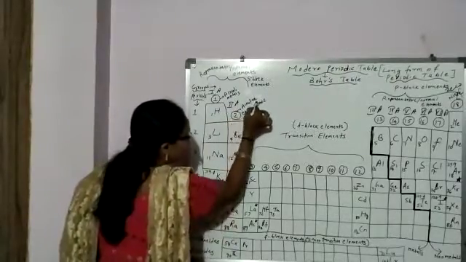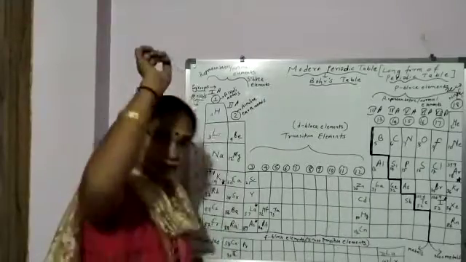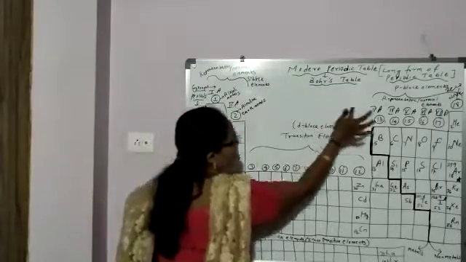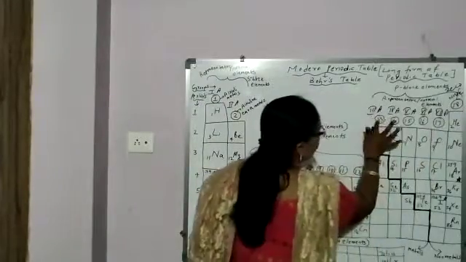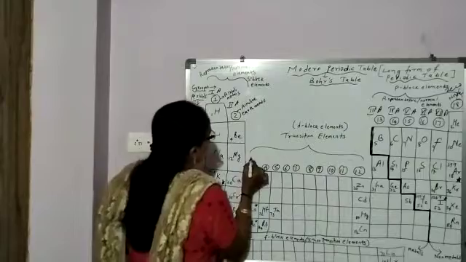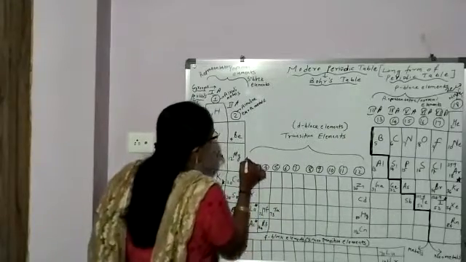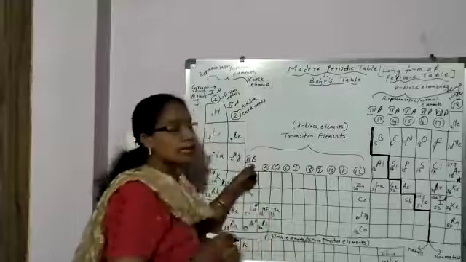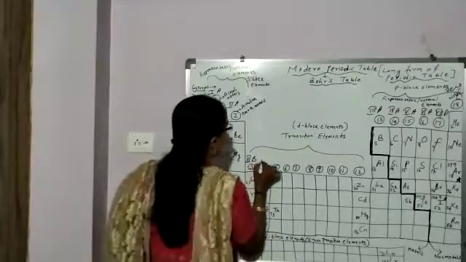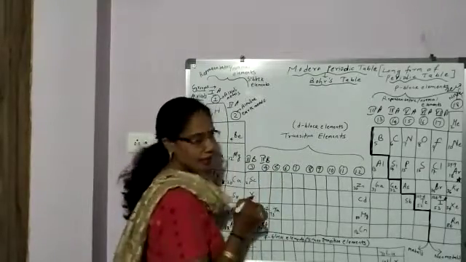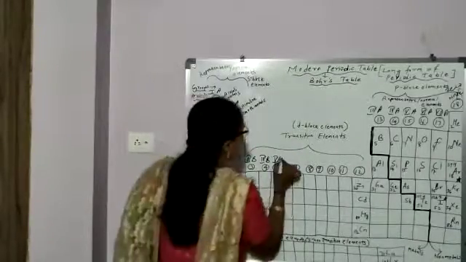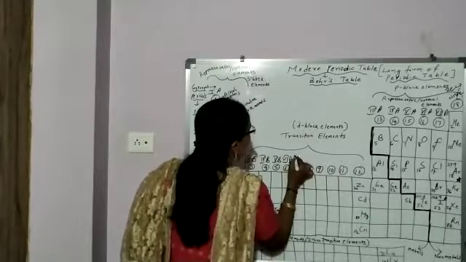And group 1 in the modern periodic table was 1A in Mendeleev's, the alkali metals. Group 2 is the alkaline earth metals in the modern periodic table, and in Mendeleev's it was 2A. Clear? So 1A, 2A, 3A to 7A are group 13 to 17. Then what is left? B subgroups. So this group 3 in the modern periodic table was 3B in Mendeleev's. Group 4 was 4B, and group 5 was 5B. Then this 6B, then this 7B.